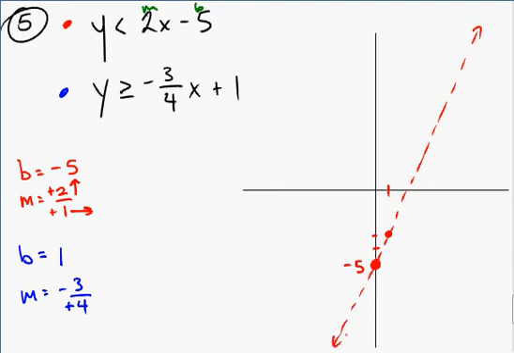If you haven't been catching on to this, the rule is if it's not equal to, if you have either of these, you draw a dashed line. If you have either of these, you draw a solid line. Okay? Dashed line means it's not part of the solution. It's just a barrier.